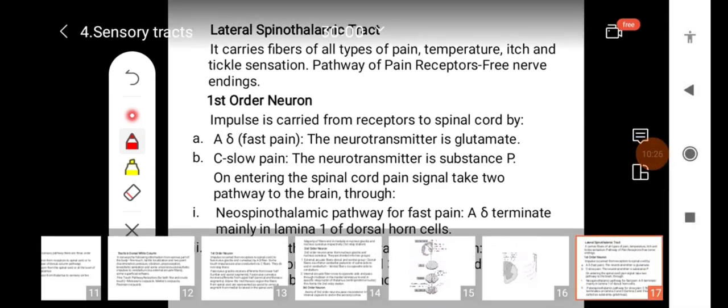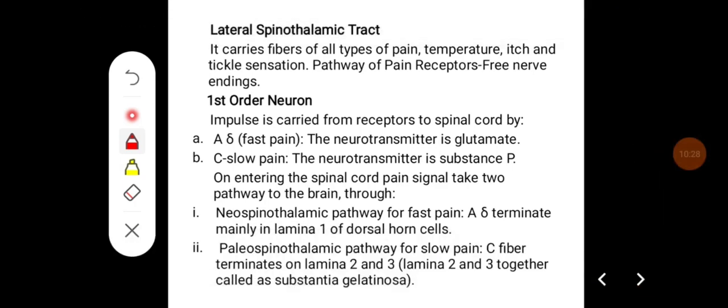Lateral spinothalamic tract. It carries all the types of pain, temperature, itch, and tickle sensation. Pathway of pain: the receptors are the free nerve endings. The first order neurons are carried from the receptors to the spinal cord mainly by A delta fibers, which carry fast pain fibers, and here the neurotransmitter released is glutamate. Whereas in C slow pain fibers, the neurotransmitter released is substance P.